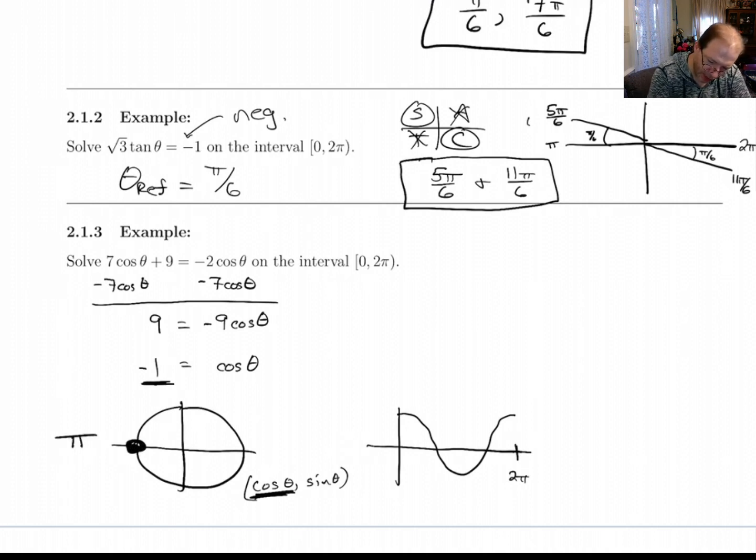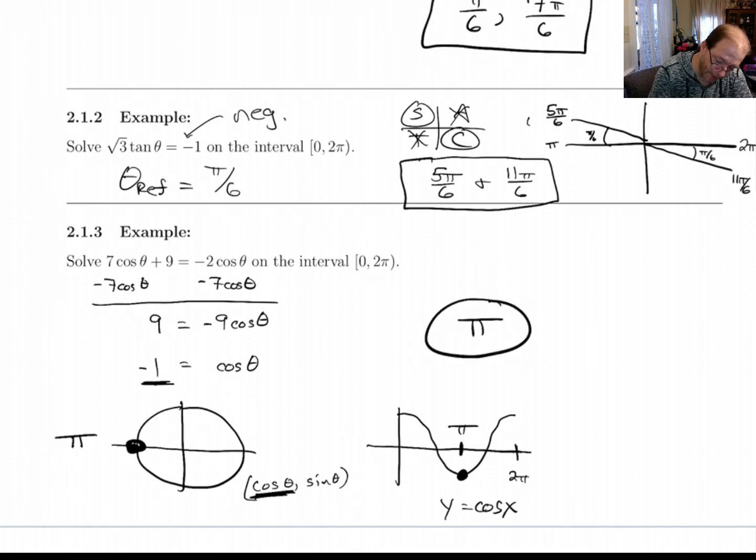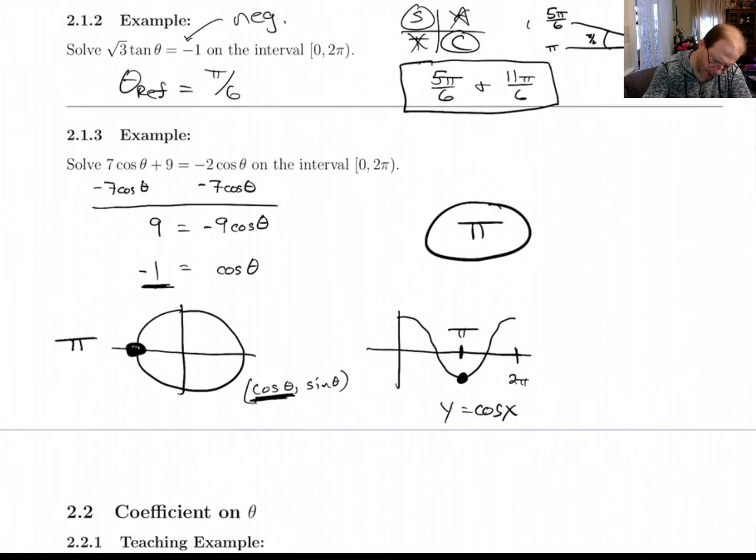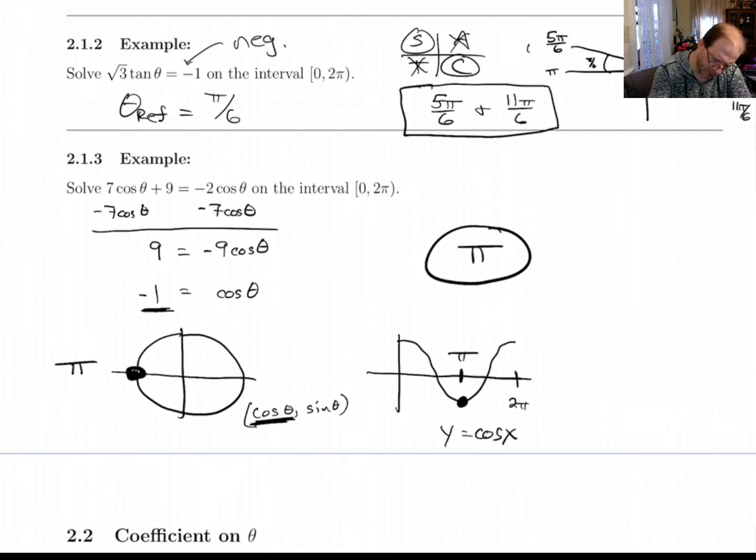Now, if we look at the graph, we say where is its y-coordinate equal to negative 1? Well, that's right here, and that's also at pi. So you can think of this in either way, and both ways get you an answer of pi. All right. So the next thing I want to look at is what happens when you have a coefficient on your theta. We'll look at that in the next video.